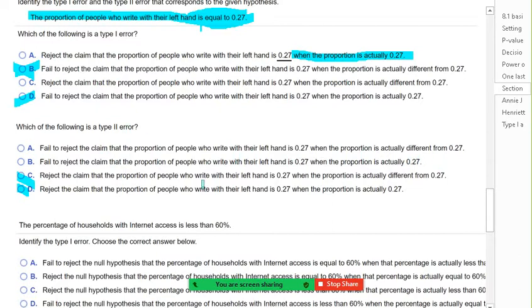Fail to reject a claim that the proportion of people who write with their left hand is 0.27 when the proportion is actually 0.27. Well, this would kind of imply that H0 is true. So if H0 was true, we shouldn't be rejecting. So that one's not the right one. The right one is A. Fail to reject H0 when the proportion is actually different than 0.27. And that last part is saying, well, really HA is what's true.